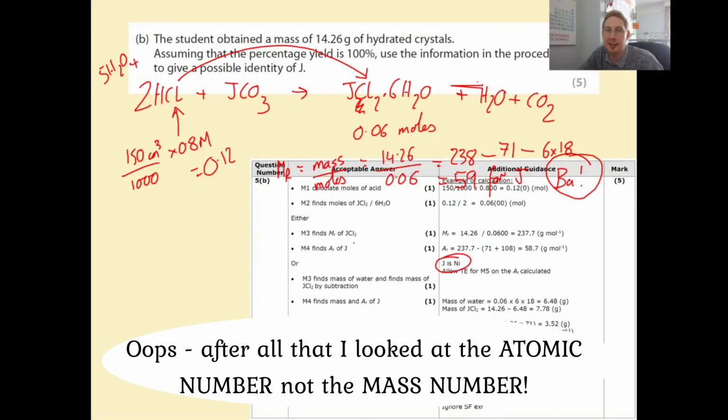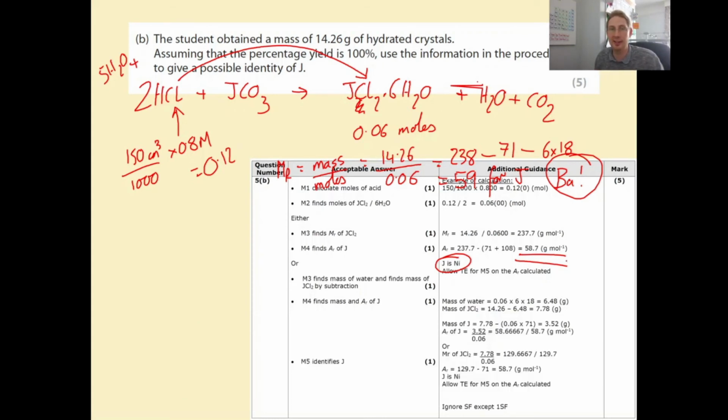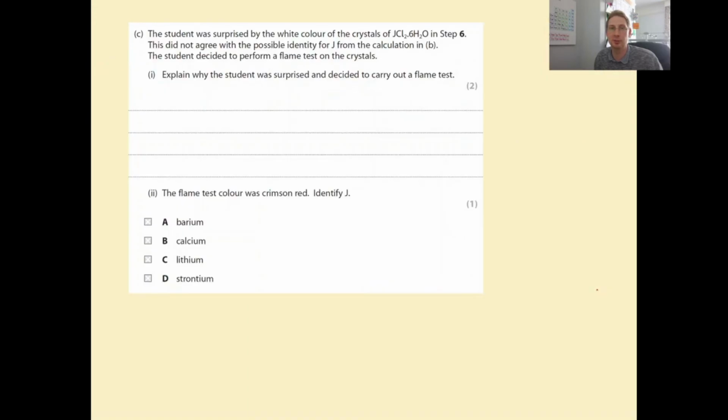So 59 is nickel. If you worked out that the Ar to 3 significant figures was 58.7, which I do actually have on my calculator, then you would have worked out it was nickel. So again, I would have made some mistakes here by presuming that it had to be a group 2 metal. It didn't, it could have been a transition metal.